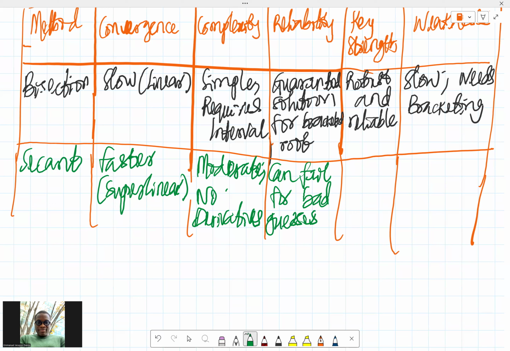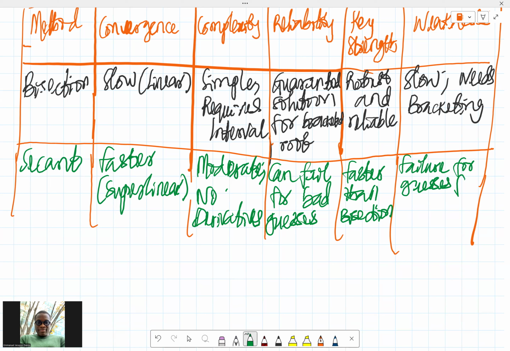Then the key strength is that it is faster than bisection. The key weakness is that it may fail if the guesses are far from the root.